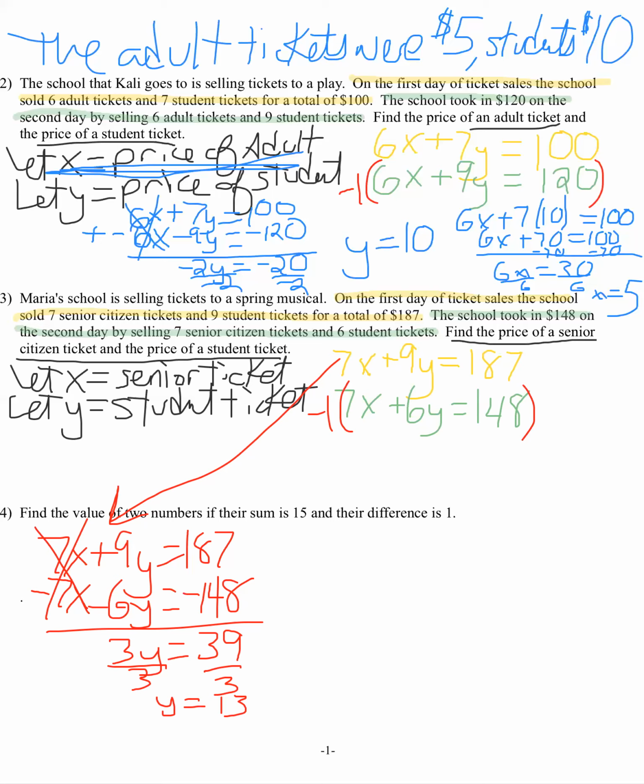Okay, so now I have a value for Y, so now I'm going to go back to one of the originals, either yellow or green. I'll do yellow again. So 7X plus 9 times, oh, I should have done the green. So let's assume I'm going to do the green. 7X plus 6 times Y, which is 13, equals 148. I switched just because the numbers are a little bit smaller. So 7X, 6 times 13 is 78.